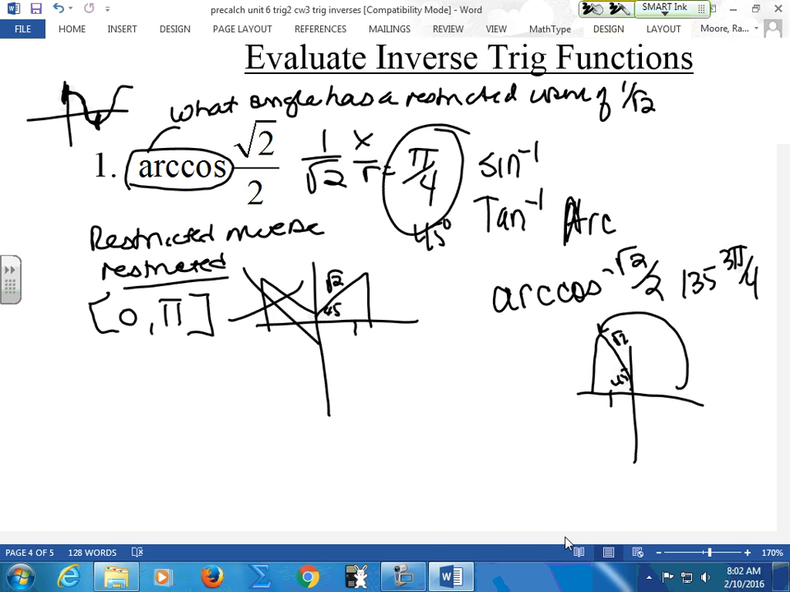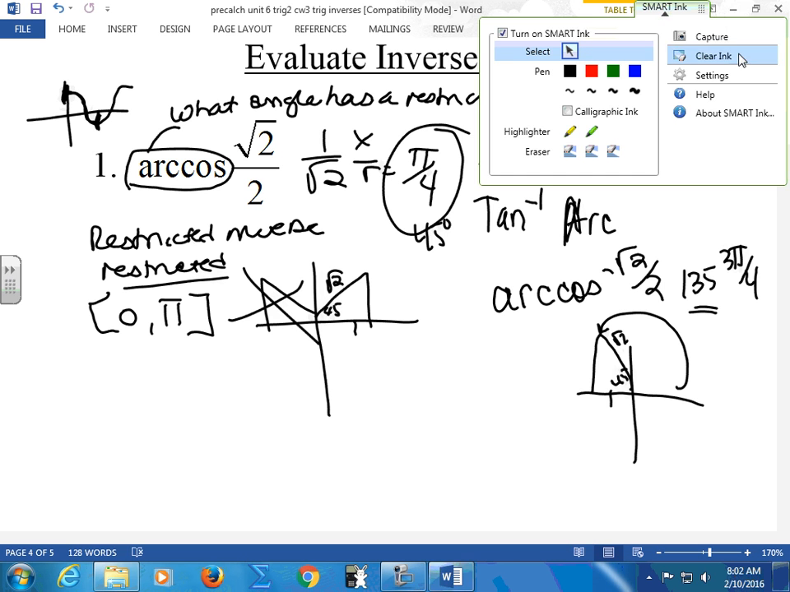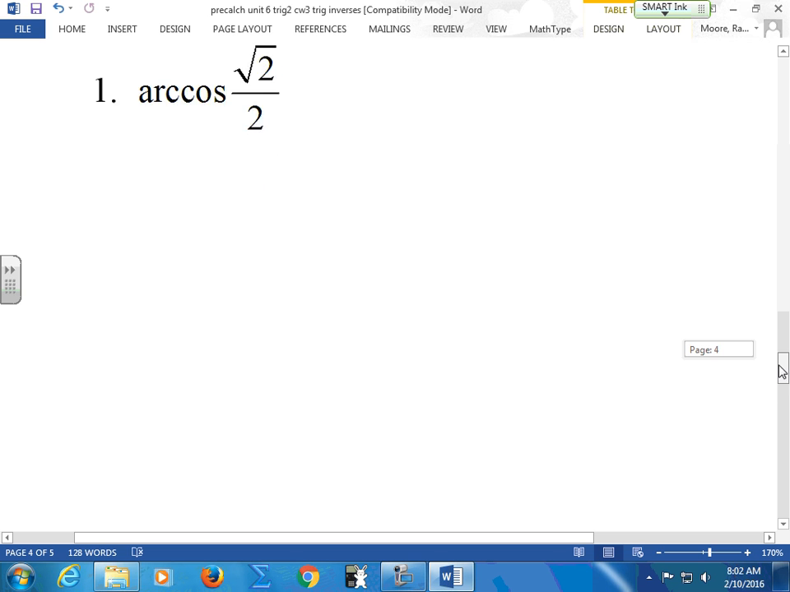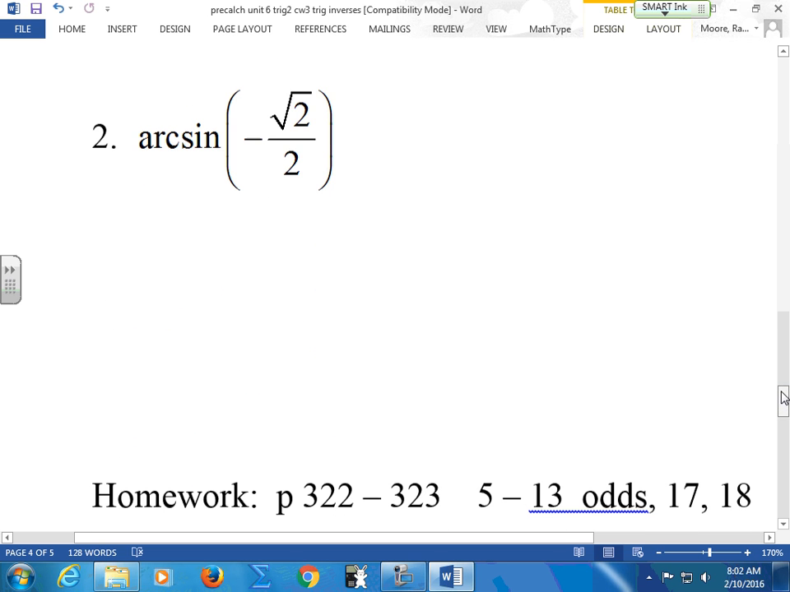Now, your calculator will give you this answer. Your calculator only gives you restricted answers. So you can verify your homework with your calculator. All right, let's try another one. 135, I switched that around.